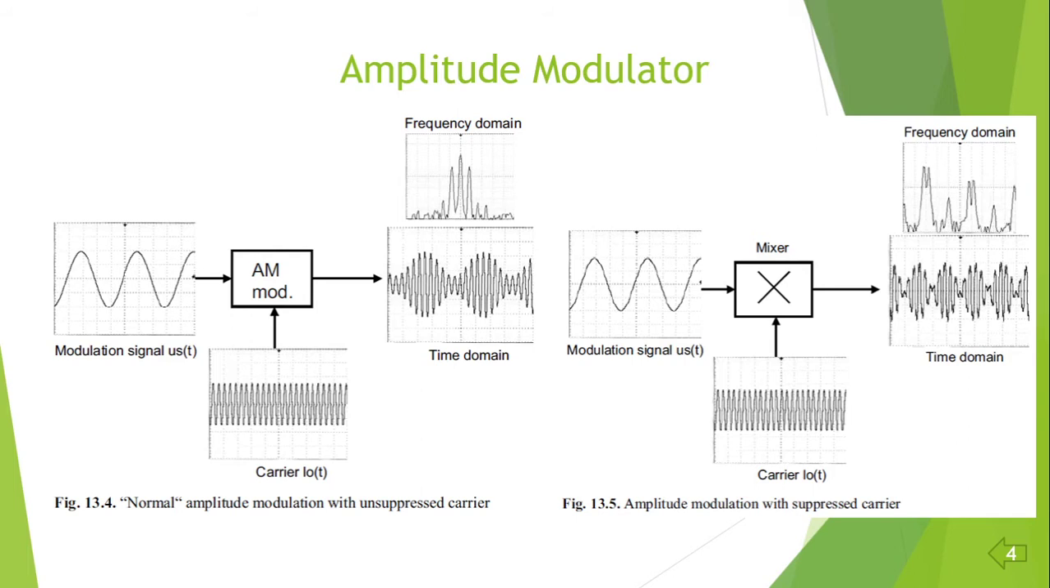Let us discuss about the amplitude modulator now. In the amplitude modulation, the information is contained in the amplitude of the carrier. The modulation signal changes the carrier amplitude. This is affected by means of an AM modulator.